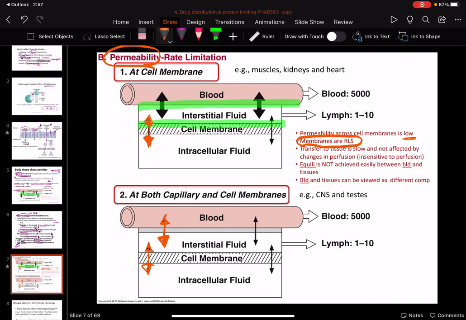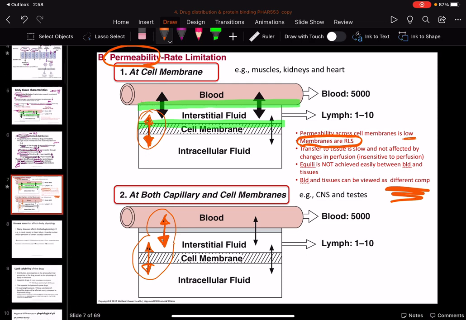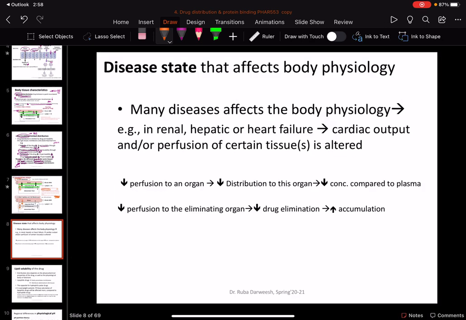And as the distribution equilibrium won't be reached fast compared to the perfusion limited distribution, we need more time, or the distribution equilibrium will be reached slowly compared to the perfusion limited model. That's why we can't view them as one compartment. It would actually be two or different compartments, because we need time, because of those membranes, to reach the distribution equilibrium.